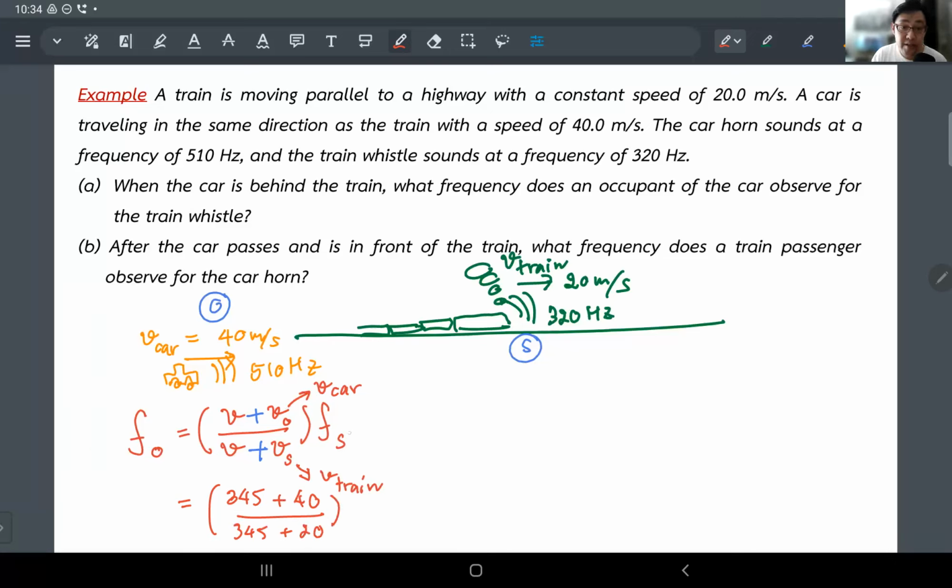And now, what about the source frequency? The source is the train at this point. So it's going to be 320 hertz. And that's it. These numbers will give you the observed frequency by the passenger in the car.